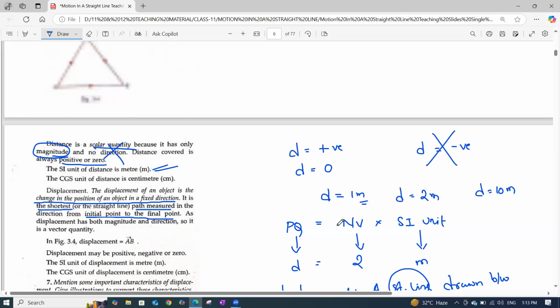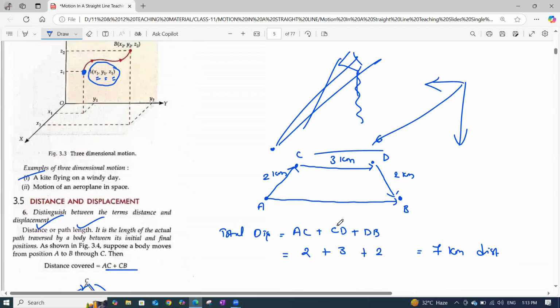as displacement. Here you see, in this previous example, the body has traveled from A to C, again C to D, again D to B. Here, what is the starting point, the initial point? A is the initial point. B is the final point. Instead of drawing like this, if I draw a straight line from A to B, this straight line is nothing but displacement. Total path is distance. Shortest path is displacement.